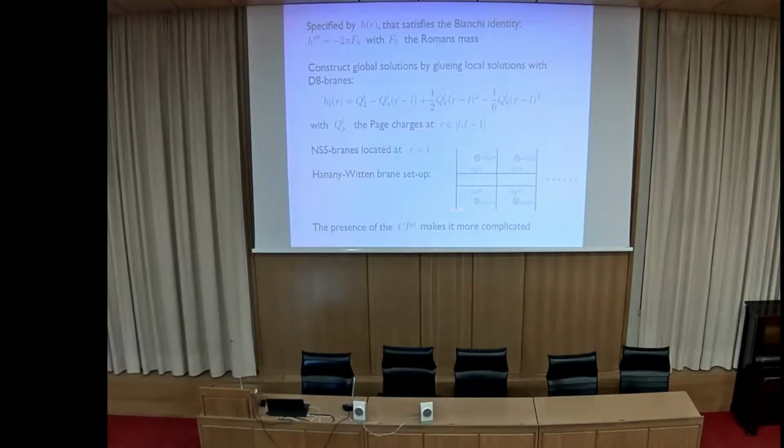So we have in the R direction the NS5s, which are these lines. We have the D8s that we are introducing. And then looking at the fluxes, the D2s and the D6s are going to be stretched between the NS5 branes and have some orthogonal D4 branes. This is like a skeleton, say, of the Hanany-Witten brane intersection, because here we have a CP3, and this, as you know from the ABJM case, makes it more complicated.